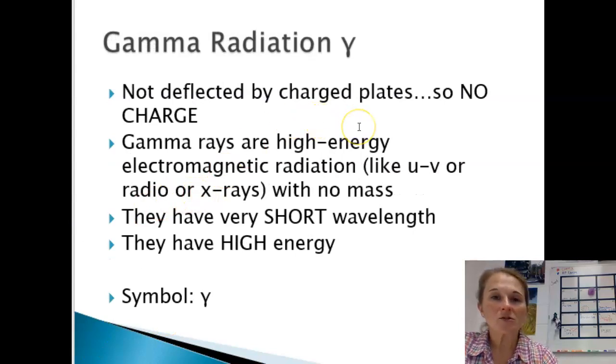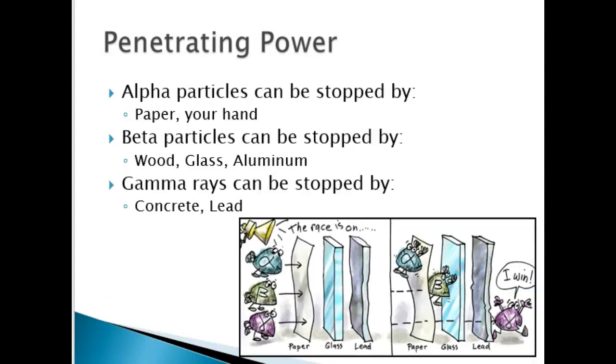Gamma radiation goes straight through. It has no charge, and it's very high energy. This is the kind of radiation that we get from UV radiation and X-rays. It has no mass. It has a very short wavelength and very high energy. Gamma radiation is the one that's really dangerous for us, and we want to try and avoid.